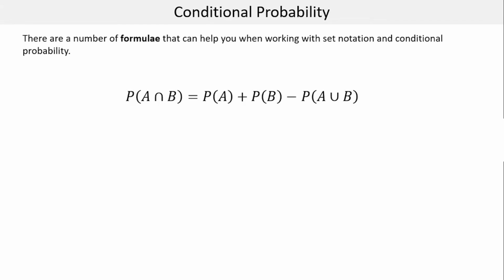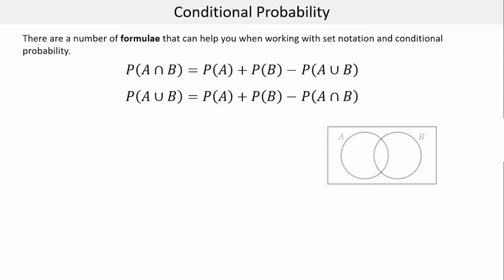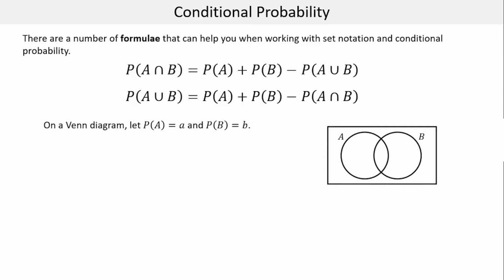Okay, looking at this formula, we can actually deduce a second one by rearranging to make the union the subject of the equation, or the union the subject of the formula. So here's a second variation that can once again be useful. Let's see if we can get an algebraic justification for why this works, just to convince ourselves.